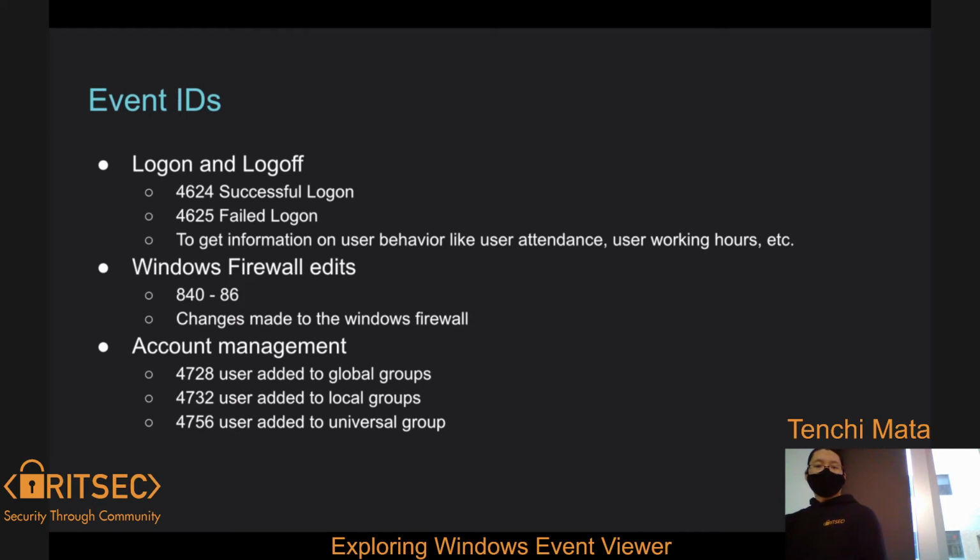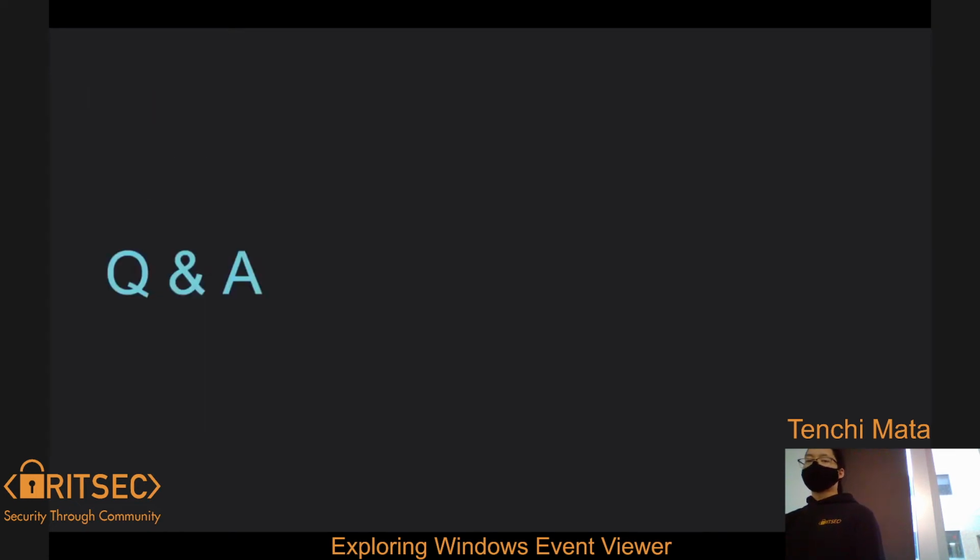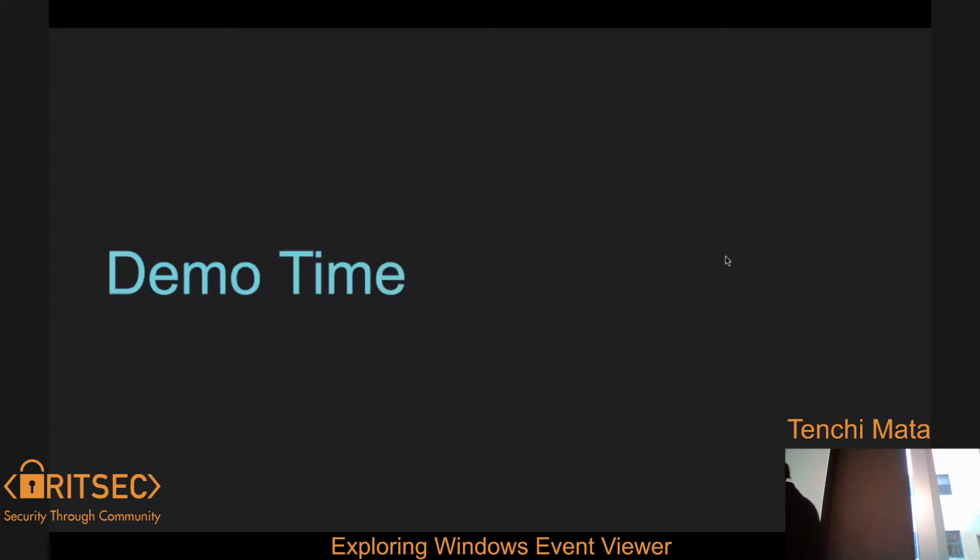Okay, so it's kind of an aggregate of the event IDs that are really important and that you should keep track of. And that's kind of it. That's going to cover all the basics of Windows Event Viewer. Any questions? Going once, going twice. All right, thank you. And I'm going to transition over to demo time.